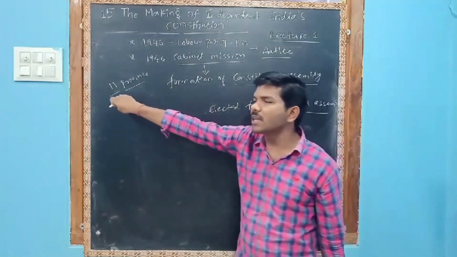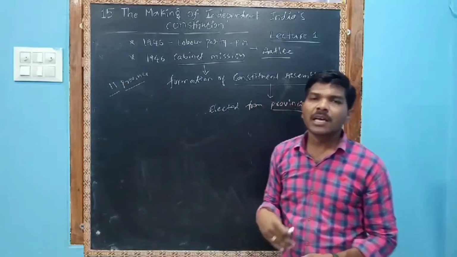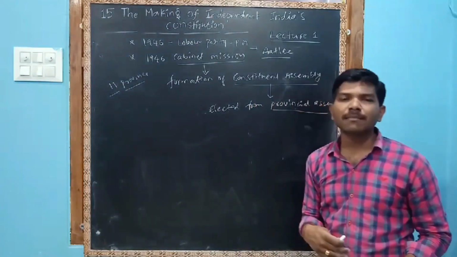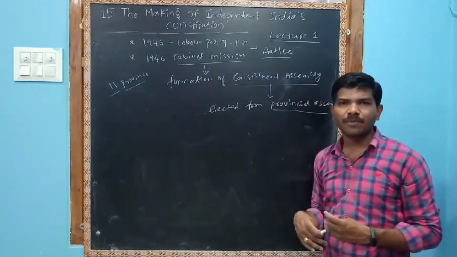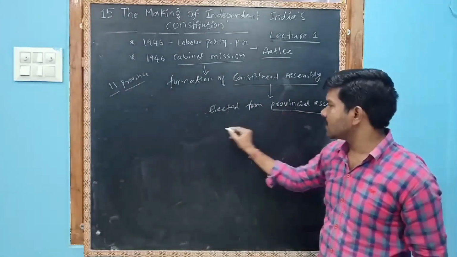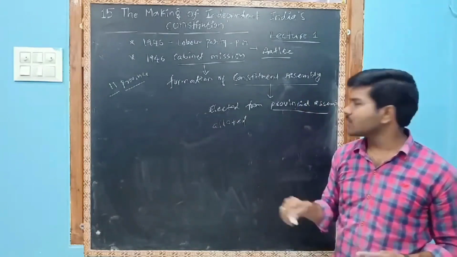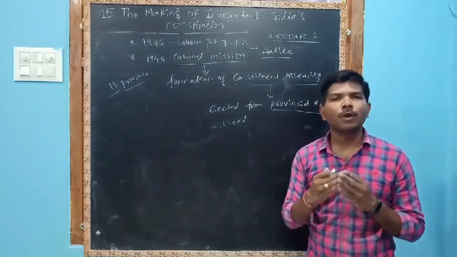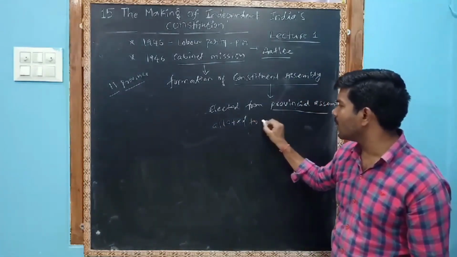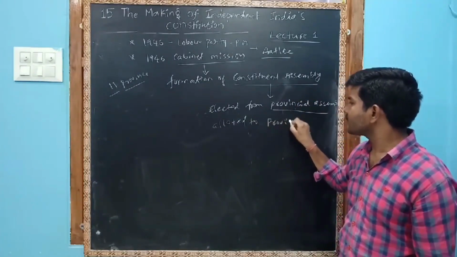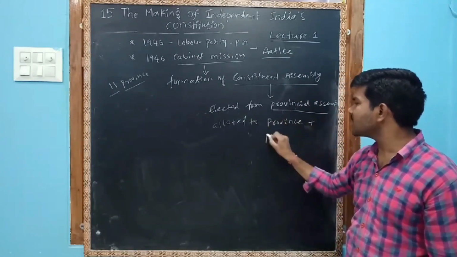How many provinces were there at the time? 11 provinces were there, and in these 11 provinces, different assemblies were there. So these were elected. Seats were also allotted to the provinces plus the princely states.